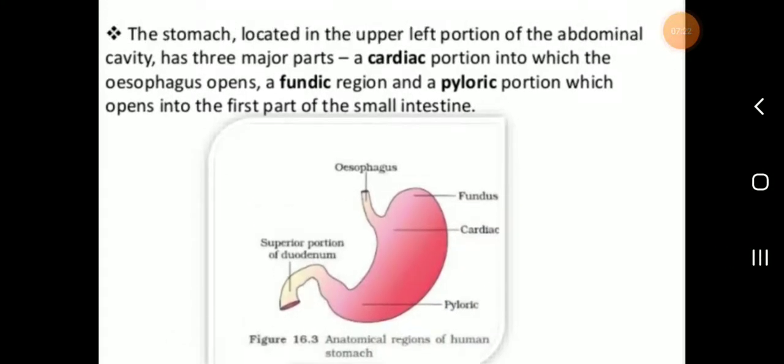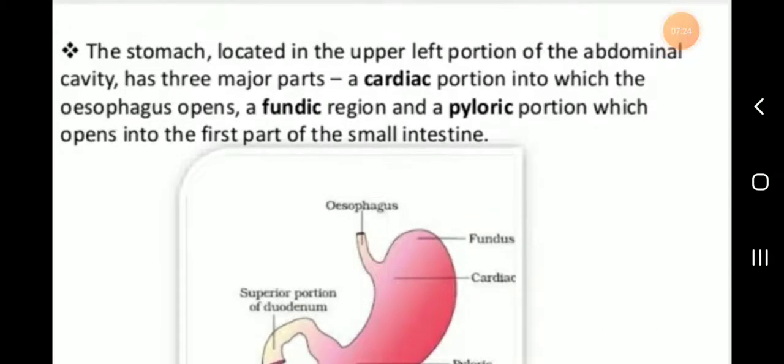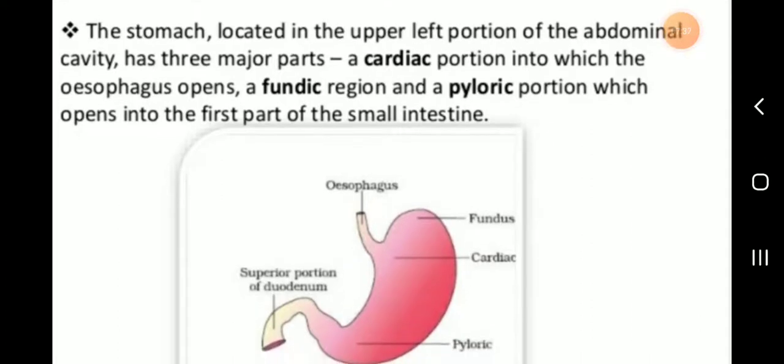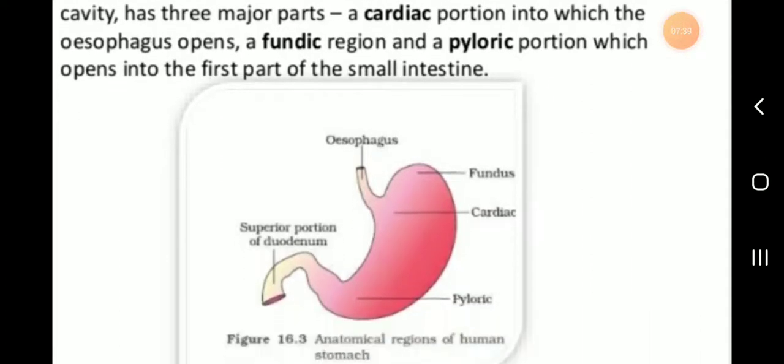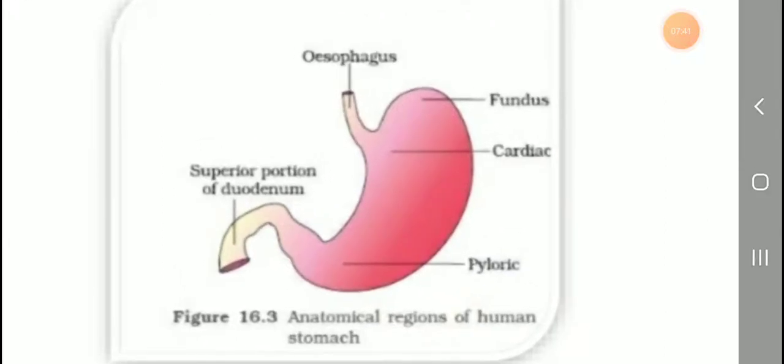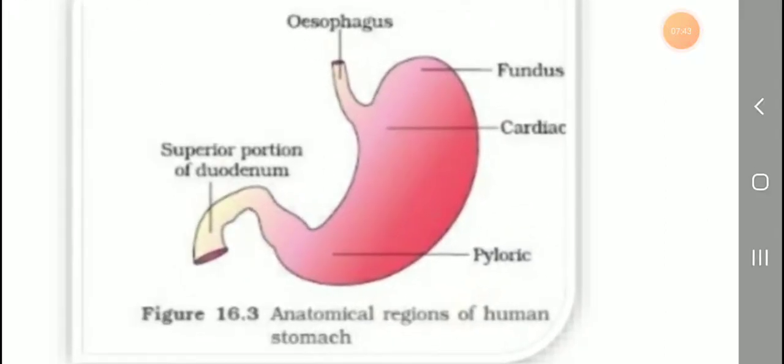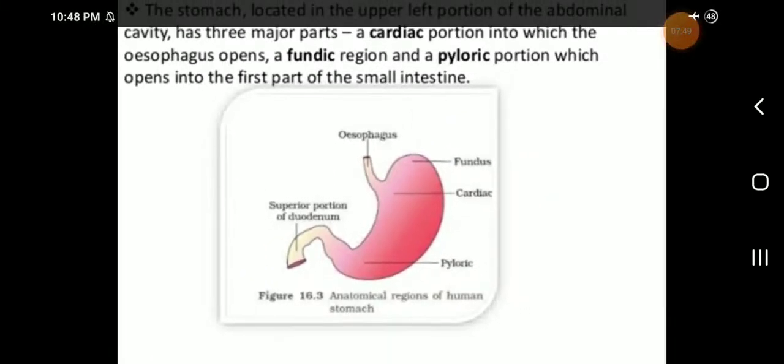Next, the stomach, located in the upper left portion of the abdominal cavity, has three major parts. What are the three major parts? Cardiac portion, fundic portion, and pyloric portion. This is the esophagus, fundus, cardiac, pyloric. There are three parts. Okay, the human stomach.